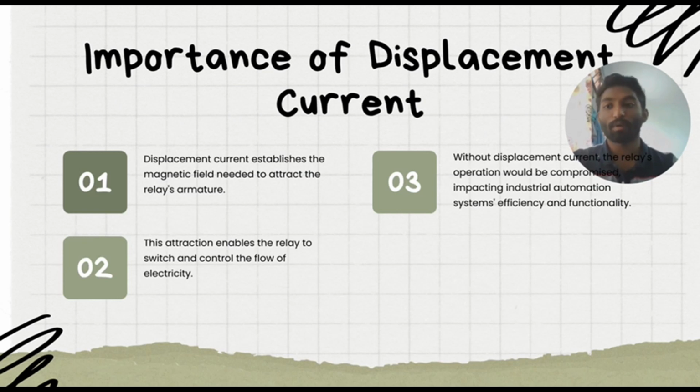Now, let's talk about why displacement current is important in the operation of an electromagnetic relay. Displacement current is crucial for establishing and maintaining the magnetic field around the coil. This magnetic field is what attracts the armature towards the fixed contact, closing the circuit and allowing the current to flow through the relay's contact.